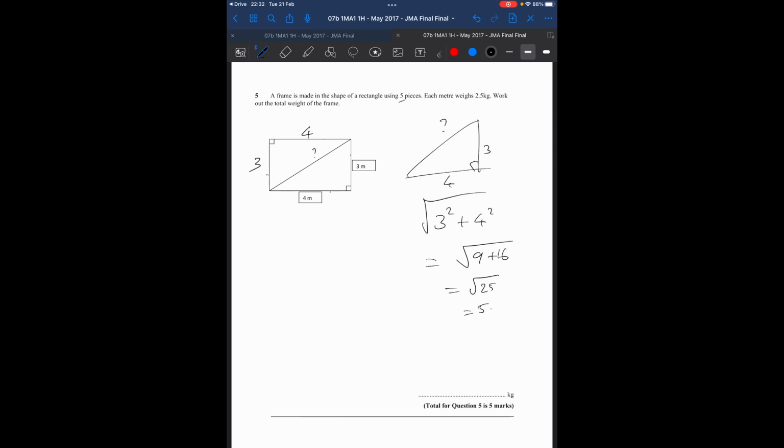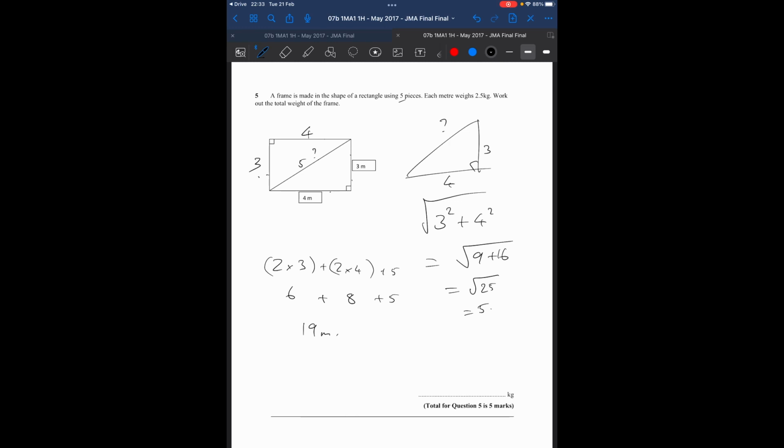So now that I know that that's 5, well, 1 meter is 2.5 kilograms. So how many meters are there? Well, there's 2 3s, there's 2 4s, and there's a 5, so 6 plus 8 plus 5. What's that going to be? That's 14 plus 5, so I've got 19 meters.